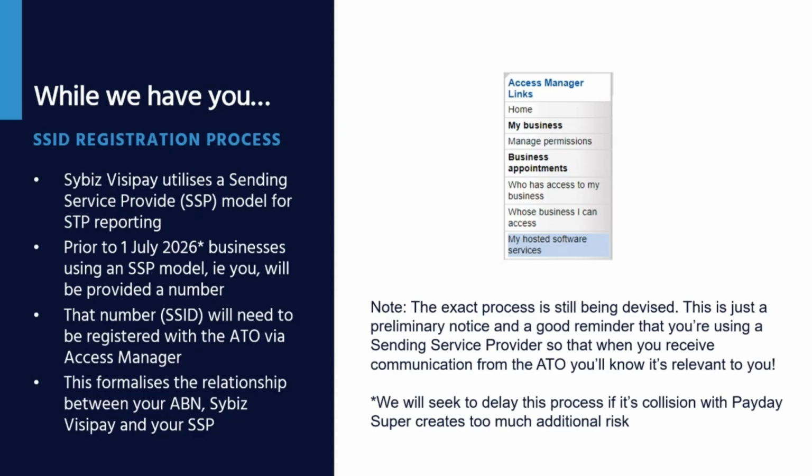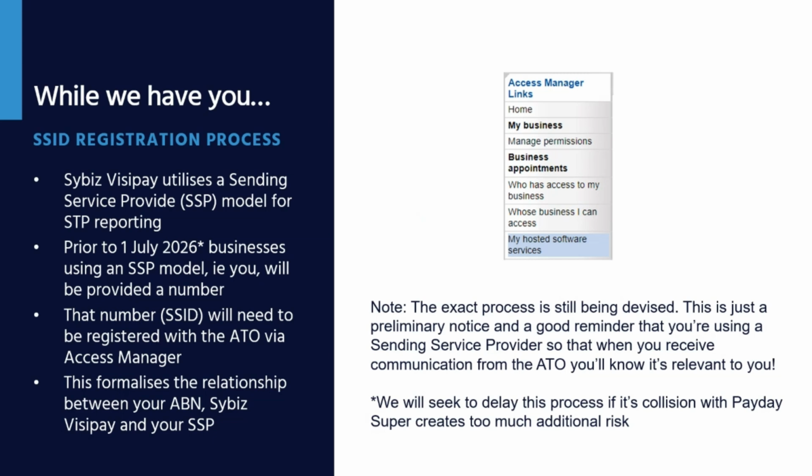And while we have you, there's another thing that's come up onto the radar screen, and that is something that's been called the SSID, and it's a registration process. This is related to STP, single touch payroll. From a single touch payroll perspective, there's two main ways of sending the data to the ATO. Software can have a direct link, or you can use a sending service provider, and Sybiz is using the sending service provider model.